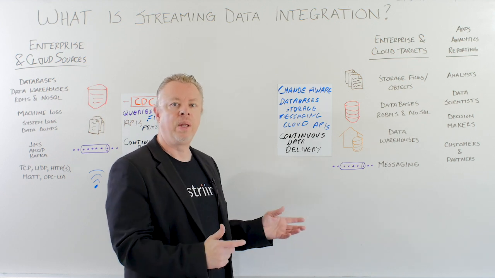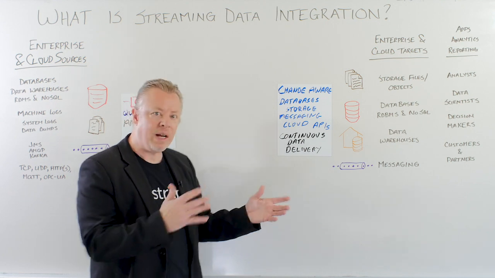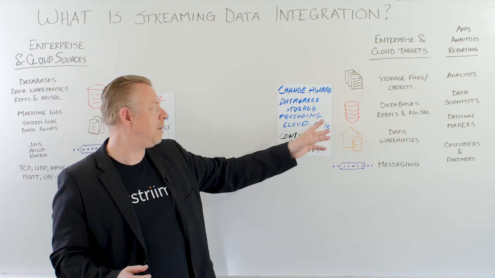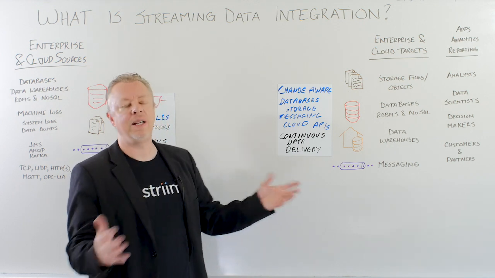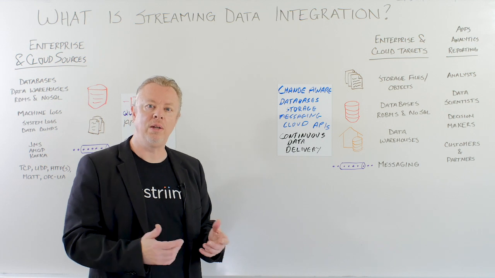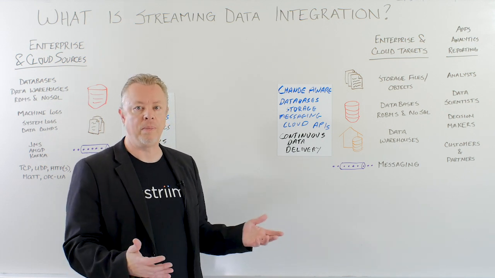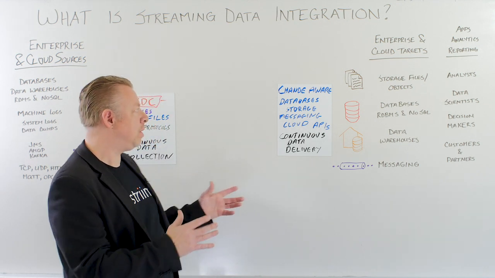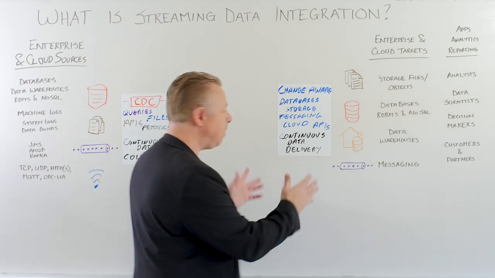You also need to be able to work with lots of different APIs again, like you need to be able to work with databases, with storage, with messaging, and you also need to be able to support different cloud systems. So for example, the security mechanisms that are used around the different cloud vendors are all different. So you need to be able to do that as well. So streaming integration needs to be able to collect data and it needs to be able to deliver data.